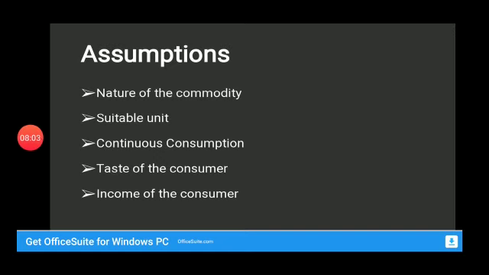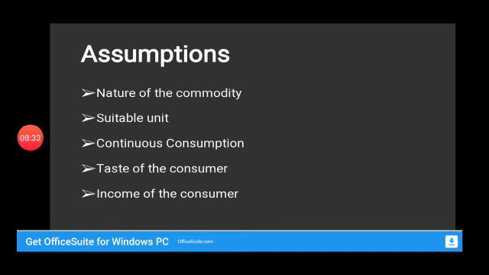Now, the assumptions. What are the assumptions of the law of diminishing marginal utility? Whenever we are explaining a law, there are certain assumptions that need to be constant. Number 1, it says that the nature of the commodity should remain constant. What? The nature of the commodity should remain constant means that it should not change.